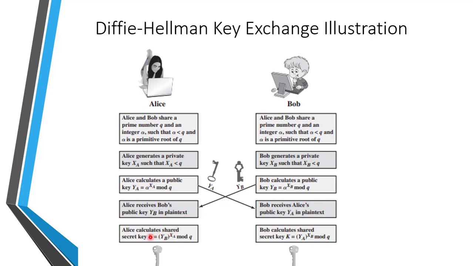So now Alice will calculate the shared secret key using that public element and its private key, that is yb raised to xa mod q, and here on the Bob side, public element ya and its private key xb, ya raised to xb mod q. So in this way the key is shared between Alice and Bob, or we can say the key is generated on both sides. So the secret key is generated on both sides using the Diffie-Hellman key exchange algorithm.